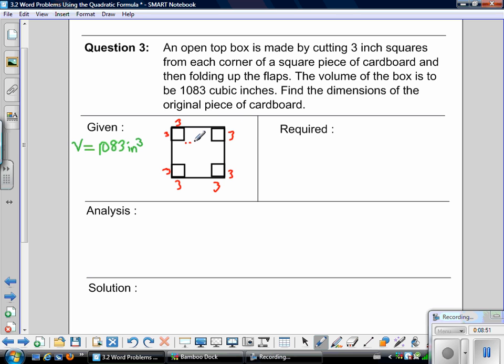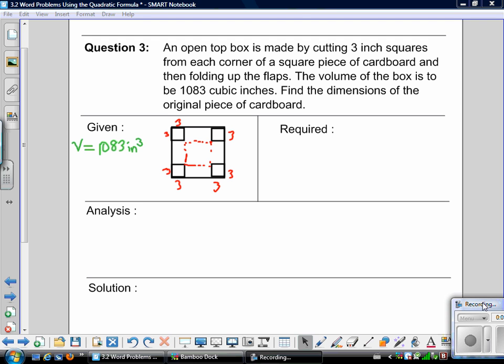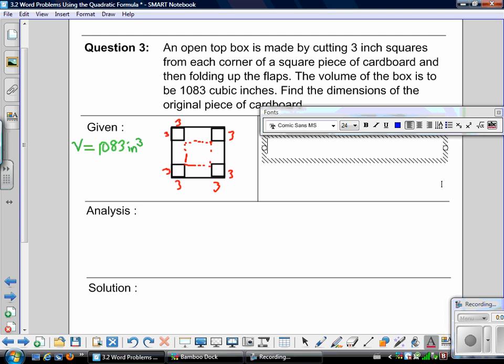Okay, and we know that they're going to fold it up in those places to make an open-ended box. And so this dotted part in here would be the bottom of the box. Now, what are we required? Well, they tell us they want the dimensions of the original square, because they started with a square. So we want the dimensions, and I think I'm going to type this one again because it is actually faster. Dimensions of original square.